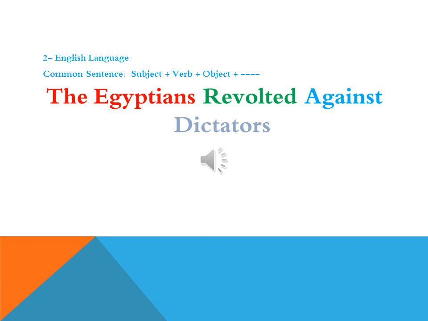But in case of the English language we usually use the following order: common sentence, it starts with the subject followed by the verb and the object. So if you would like to translate the previous sentence, we have to say the Egyptians, to start with the subject, the Egyptians, followed by the verb, revolted, and then the object, against dictators. So this is the word order in English language sentence.